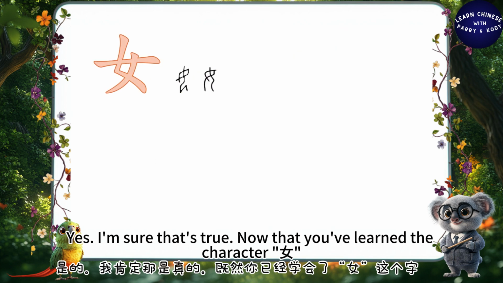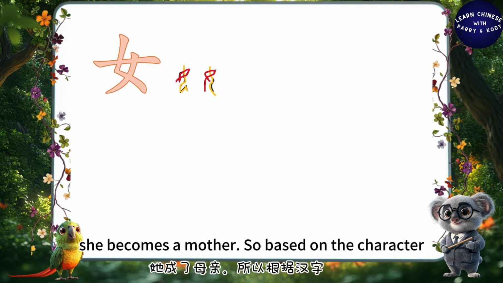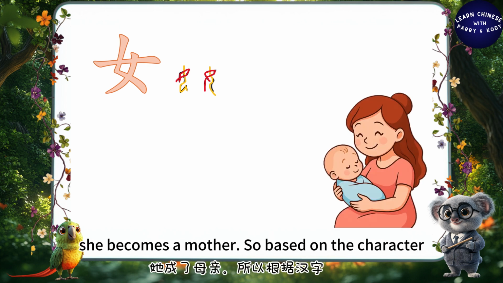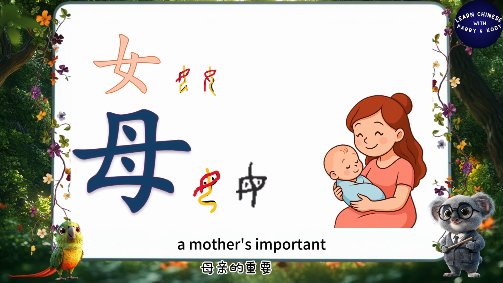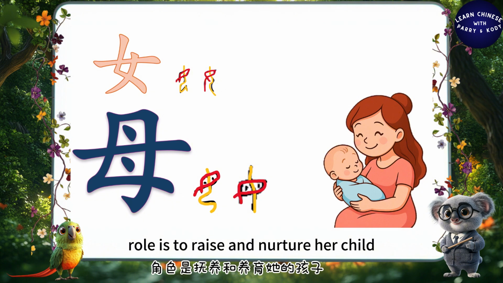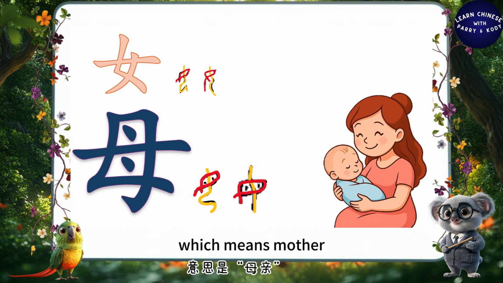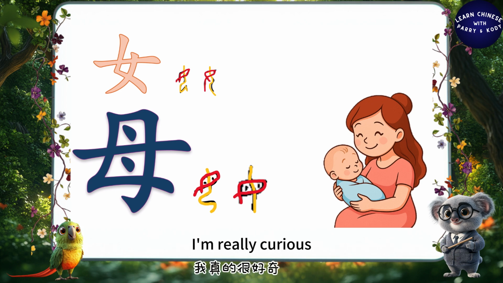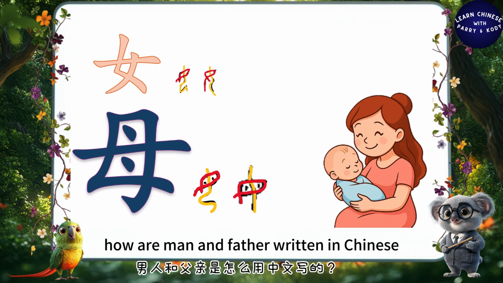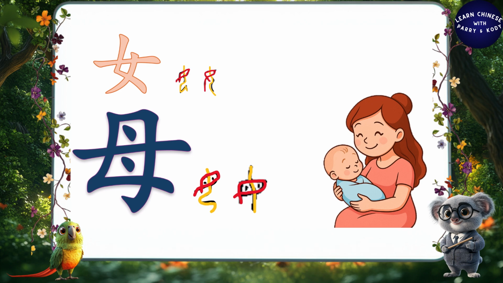Now that you've learned the character 女, you know that when a woman has a child, she becomes a mother. So, based on the character 女, two extra strokes were added to show that a mother's important role is to raise and nurture her child. This new character is 母, which means mother. Since 女 and 母 are clearly related in their structure, I'm really curious, how are man and father written in Chinese? Are their characters also connected in form?